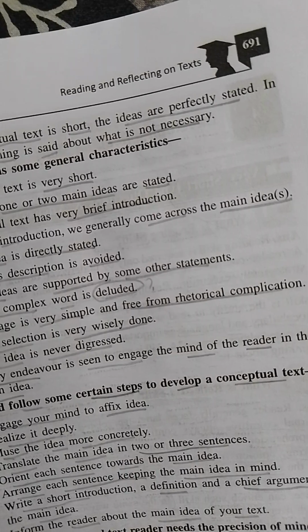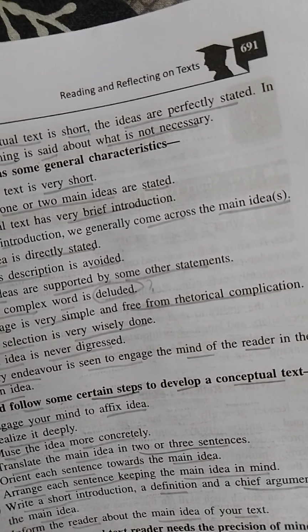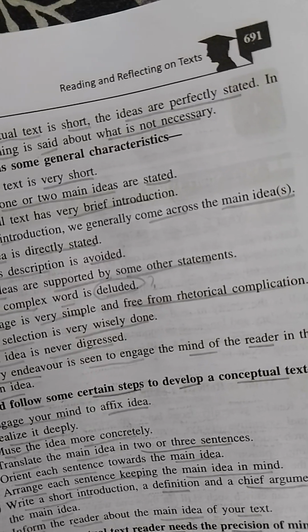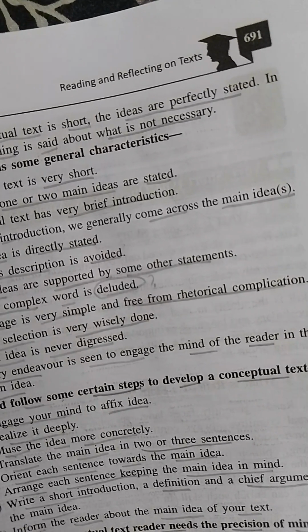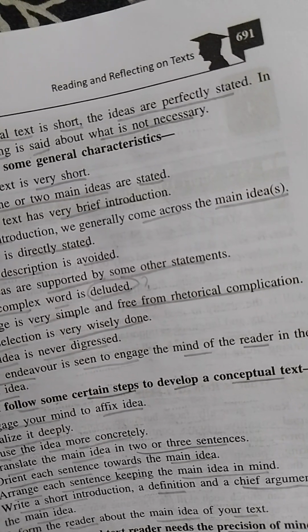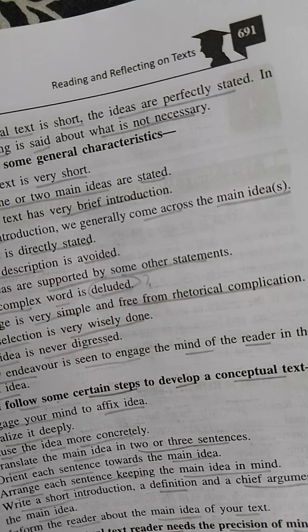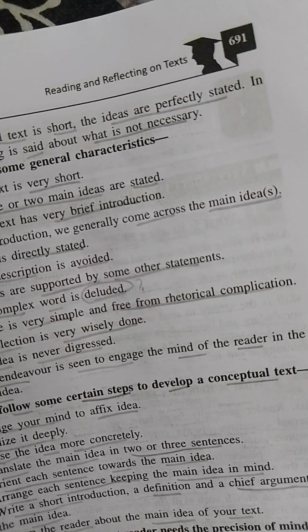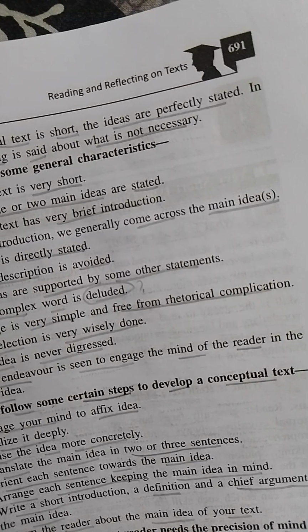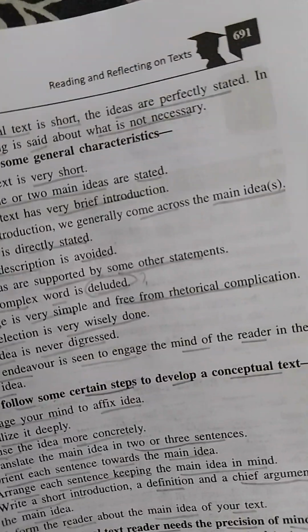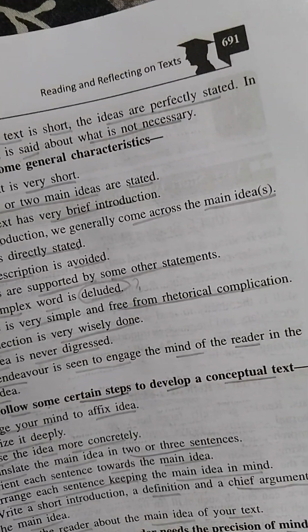Engage your mind to a fixed idea, realize it deeply, muse on the idea more concretely. Translate the main idea in 2 to 3 sentences. Orient each sentence towards the main idea. Arrange each sentence keeping the main idea in mind. Write a short introduction, definition, and chief argument of the main idea. Inform the reader about the main idea of your text.